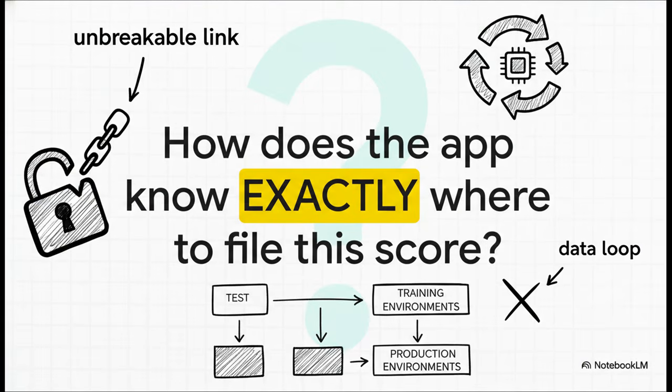But hang on, here is the million-dollar question, especially for any Epic builders watching. How does the app know exactly where to put this score? You can't just tell it, hey, put it in the vitals flowsheet. Why? Because the internal record IDs for that flowsheet are different in your test environment, your training environment, and your production environment. So how in the world do you create a link that never ever breaks?